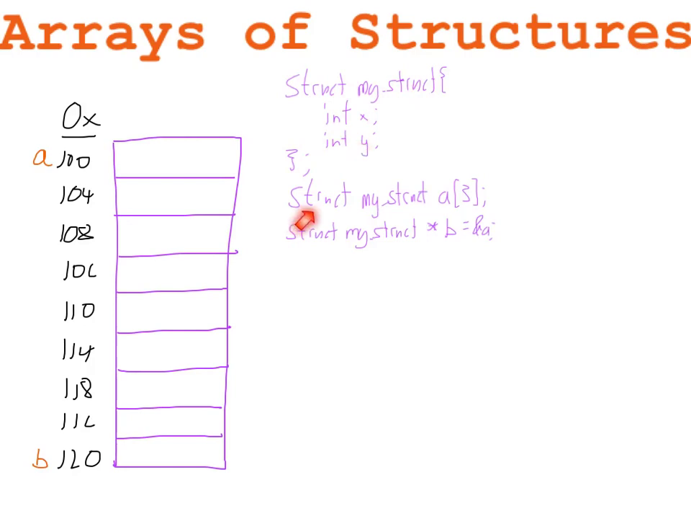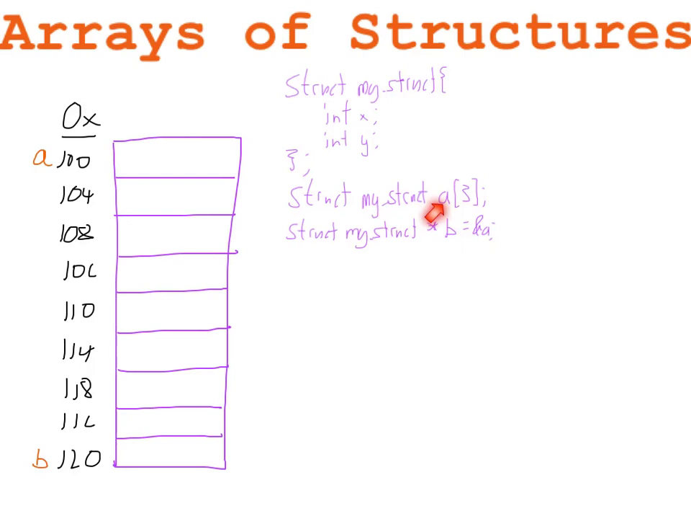And then what I do down here is I declare an array of my structures. So instead of an array of integers, which is what we've worked with before, I'm having an array of my custom data type, an array of my structures in this case. It's going to be of length 3, and that array's name is A.